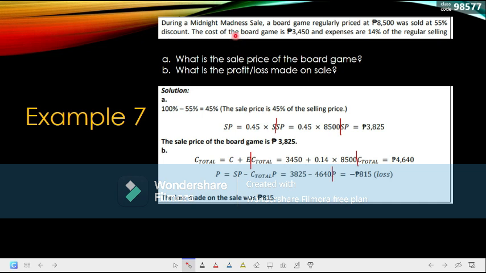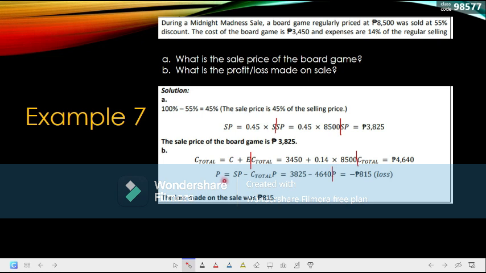Again, the total cost is equal to the cost price plus the operating expenses. So we have the total cost is the cost price, which is 3,450, plus 14% of the regular price. 14% of 8,500 is 4,640. So we're going to add that one. So 3,450 plus the 14% of 8,500, that gives us 4,640.